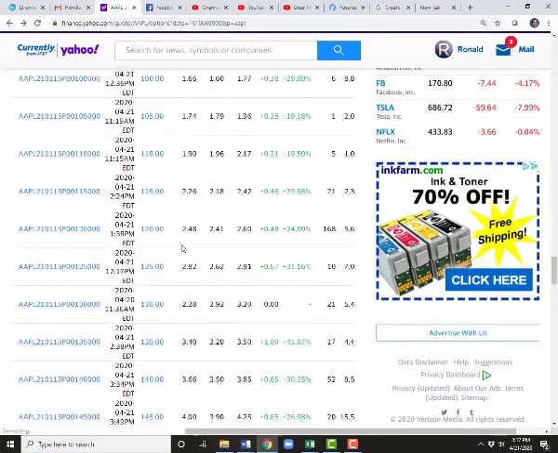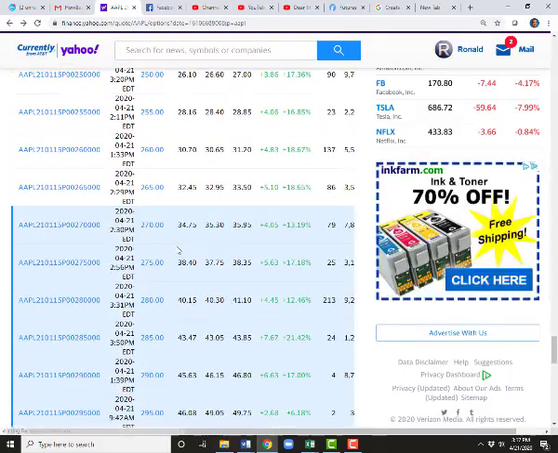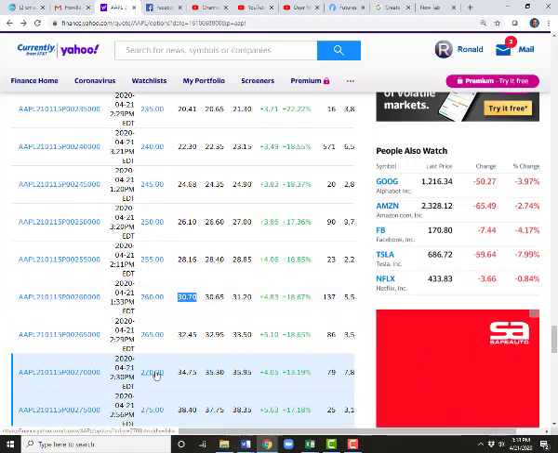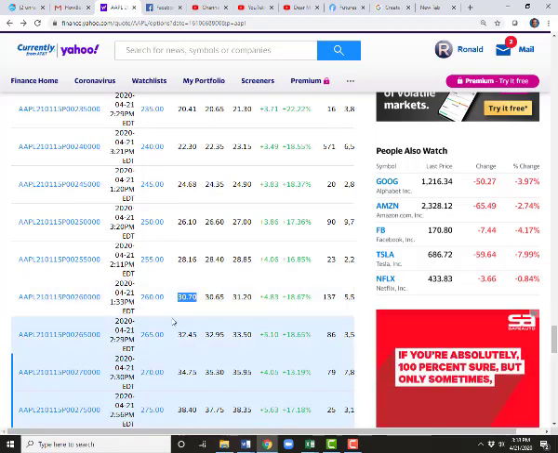With puts, it's the exact opposite. For puts, if the strike price is less than the current price, it's out of the money. So think about it. Would you execute this? Would you sell Apple for 260 bucks when the current price is 270? Well, no, you wouldn't do that. Why would you sell something for 260 when it's currently worth 270? So that's out of the money.